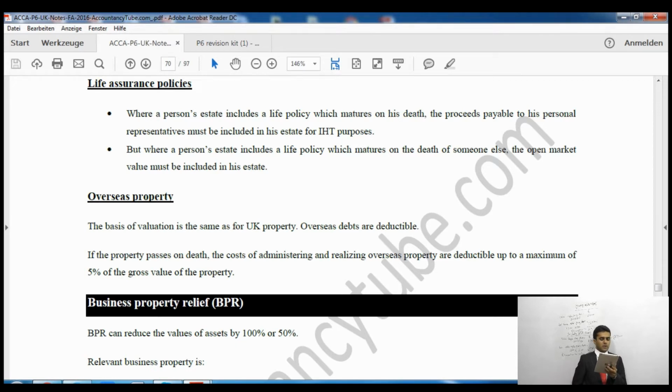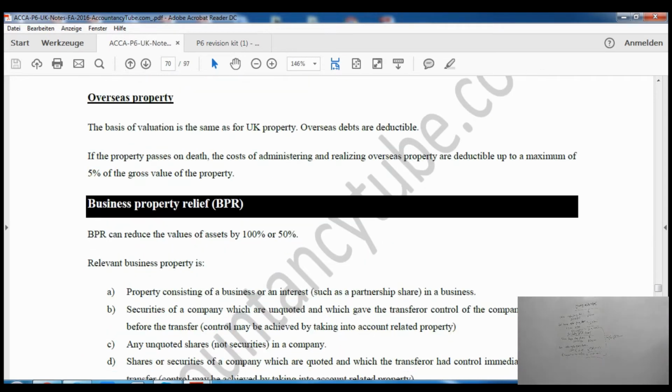But where a person's estate includes a life policy which matures on death of someone else, then the open market value will be used in order to calculate the value of the estate, so which will be given to you in the exam anyway. Right? Now, when it says matures on someone's death, it means that when someone dies, then the insurance company have to pay some amount to whoever the representative is, right? So it's called maturity, right? So maturity of the insurance. Right, then after that it says overseas property.